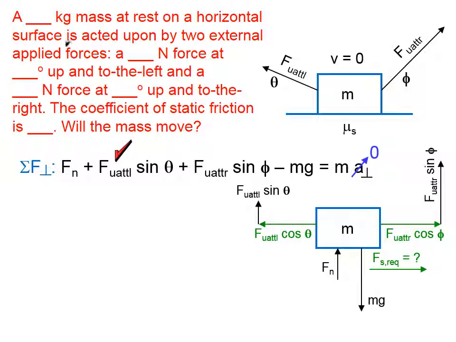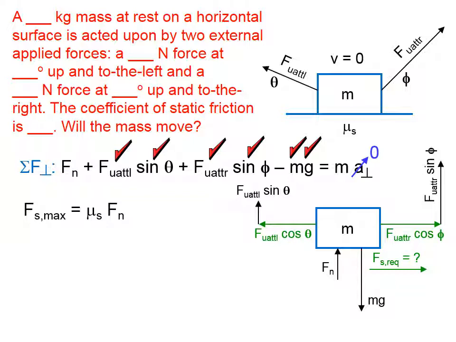We're given the force up and to the left. We're given the angle at which it acts. Same with the force up and to the right and its angle. We know the mass, we know g, and that means that the only thing that we don't know in this equation is the normal force, which means we can use these other quantities to calculate that.